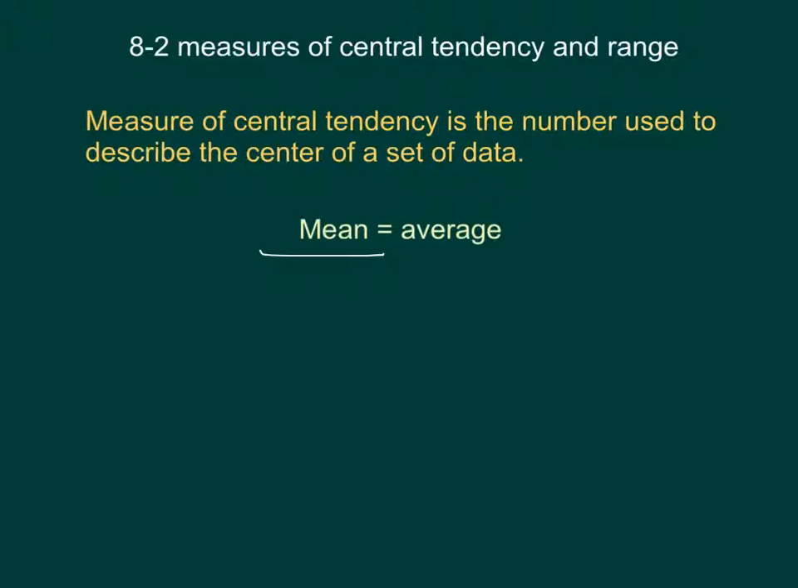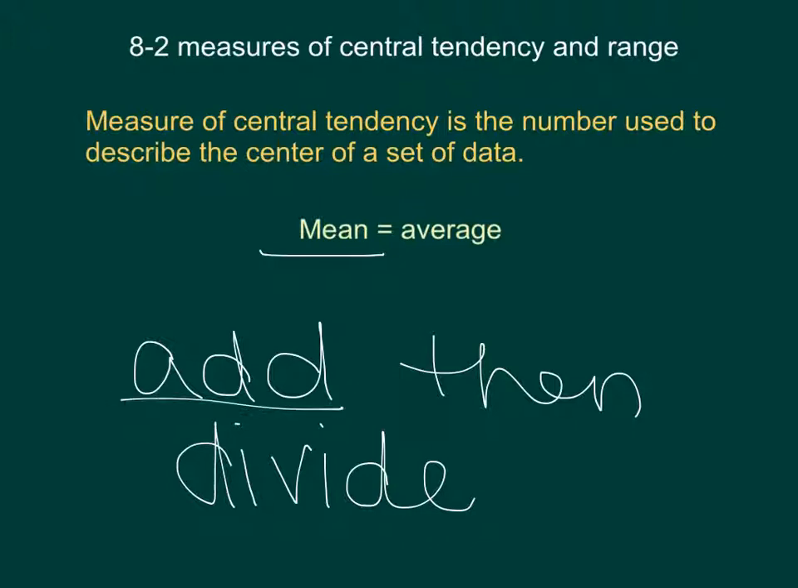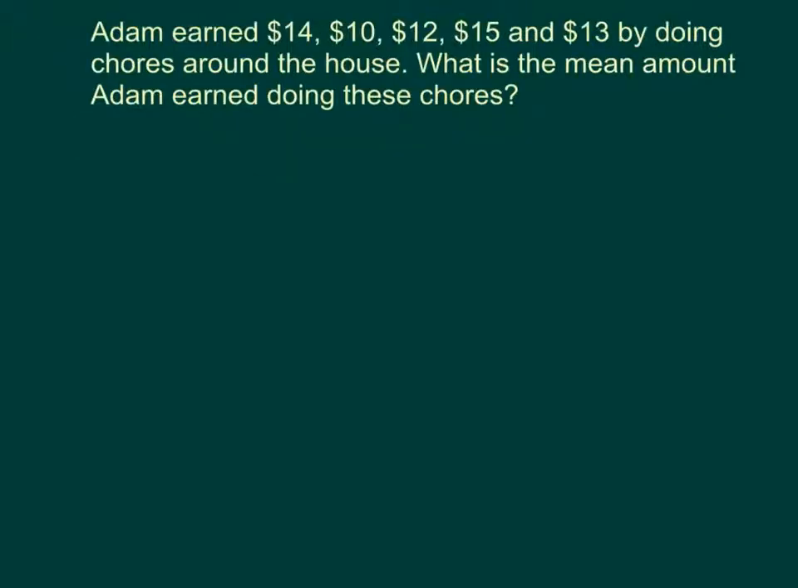So to find average, you have to add all the numbers in the set, and then you divide by the number of items in the set. So you add, then divide. So you add, and then you divide by the number of items in the set. So let's look at this example.